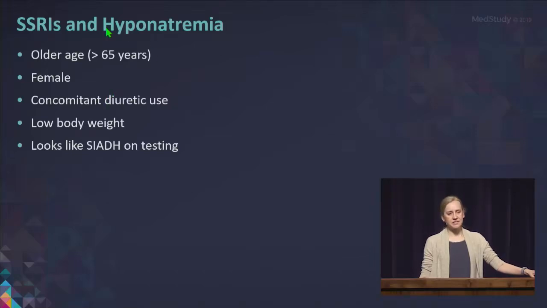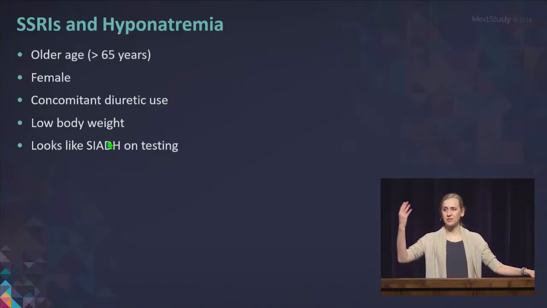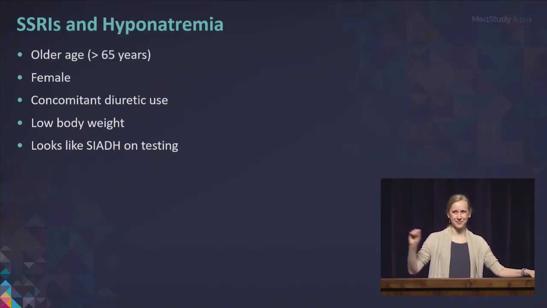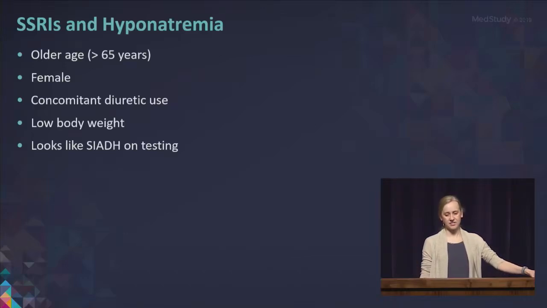So if you look at the risk factors for hyponatremia, my poor patient has almost all of them, right? So she's way older than 65, a woman. She's on diuretics at the same time, and she's a super thin lady. I mean, her BMI is, I think, 20. And it does look like SIADH on testing. So when she showed up in the emergency room, the urine osms were high, the urine sodium was high, sorry. Her serum sodium was obviously low. And so it looks a lot like SIADH on testing.